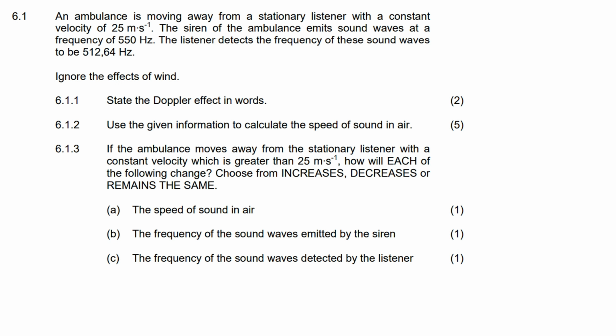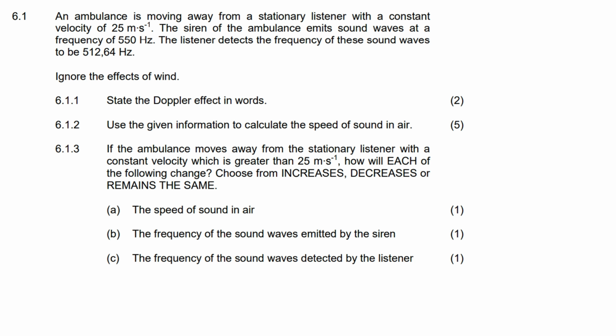An ambulance is moving away from a stationary listener with a constant velocity of 25 meters per second. The siren emits sound waves at a frequency of 550, but the listener detects a frequency of 512.64. Ignore the effects of wind.